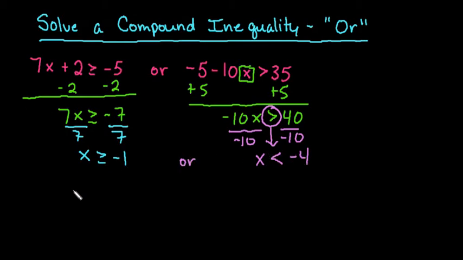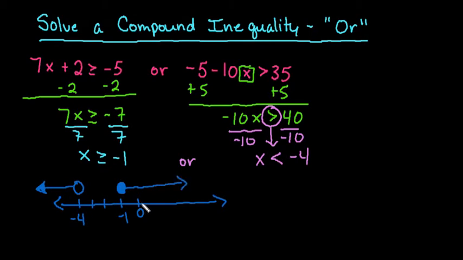If you do need to graph this, what you would do is draw a number line. And we see that 0 is in the middle. And then we would have -1, -2, -3, -4. And so at -4, we're looking for all values less than -4, not including it. So we would go ahead and draw an open circle. For x is greater than or equal to -1, we would close that in and we're looking for all values to the right of -1. So this is what our graph would look like.